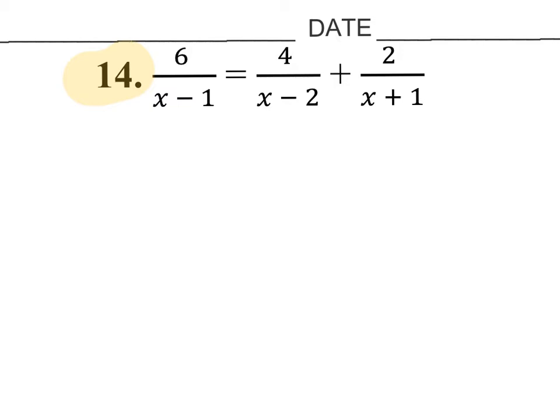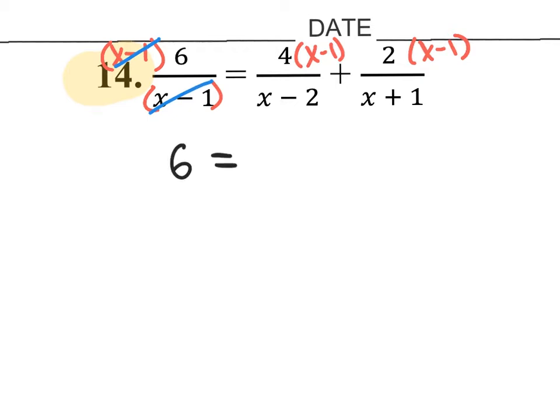Let's start with 14 and let's get rid of one fraction at a time. I'm going to begin with this first fraction. I want to get rid of this x minus 1 by multiplying that fraction by x minus 1. But I need to multiply everything by x minus 1. This times x minus 1, this times x minus 1. Okay, so yes, right here, the x minus 1 cancels with the x minus 1. The fraction is gone. I have 6 equals.